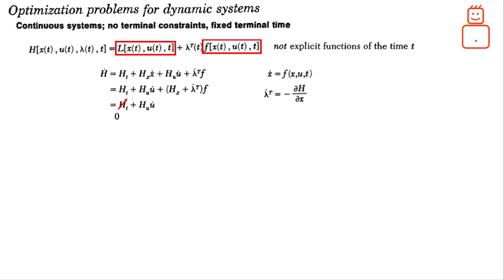Accordingly, if we let H dot equal 0, by setting H sub u to 0, we are literally saying that H is constant on the optimal trajectory. This is basically what we have derived so far.